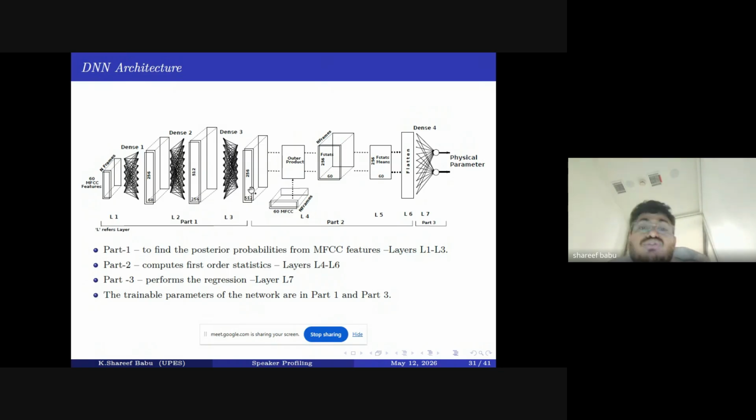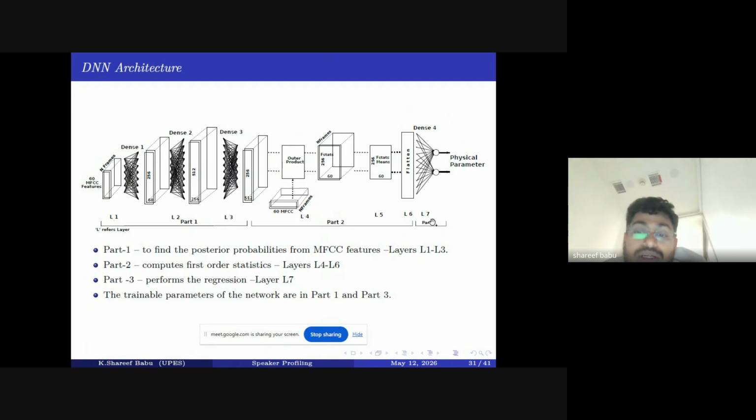Once we have these 256 neurons, we multiplied the MFCC features with these 256 neurons, which is kind of equivalent to our first order statistics across every frame. We average across all the frames, so that we get the 256 means from all the frames of each utterance. So for one utterance you could have 60 cross 256 representations, and that is flattened, so that this flattened vector is given to a dense layer to predict the height and age of a speaker.